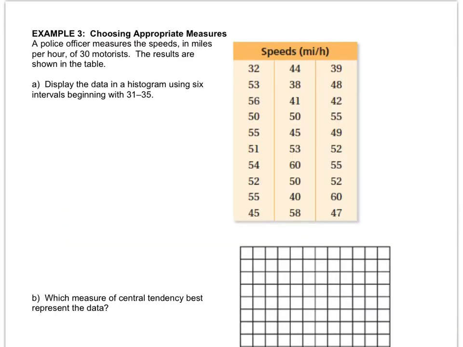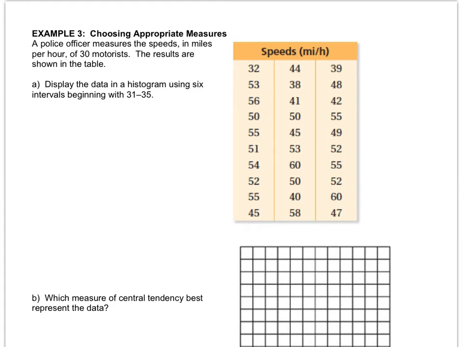Last one together. A police officer measures the speeds in miles per hour of 30 motorists, and we have the result in a table, so we have to make a histogram using 6 intervals beginning with 31 to 35. The reason they tell you how many intervals and what the first one should be is because you can make lots of different sized histograms. You can make one that has 2 as its range per interval, or one that has 10. So they just want everyone to have the same kind of looking histogram. That's why they tell you what that first interval should be.